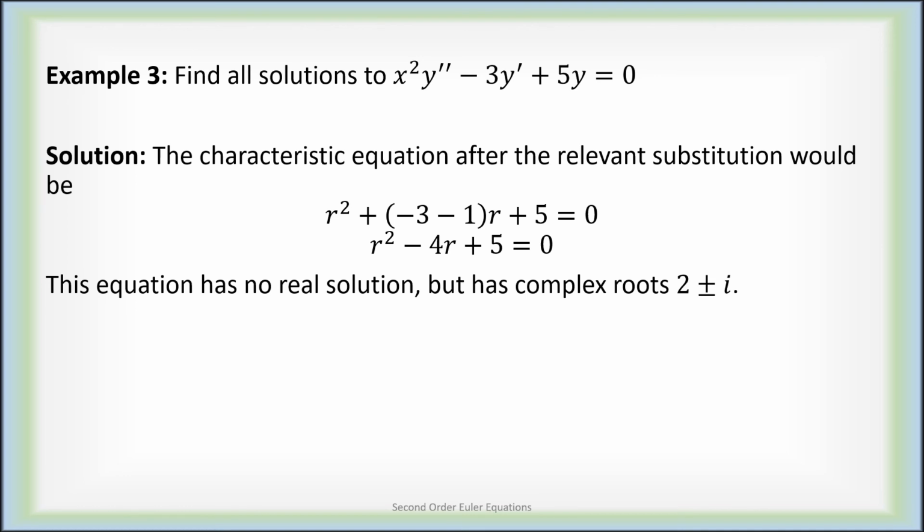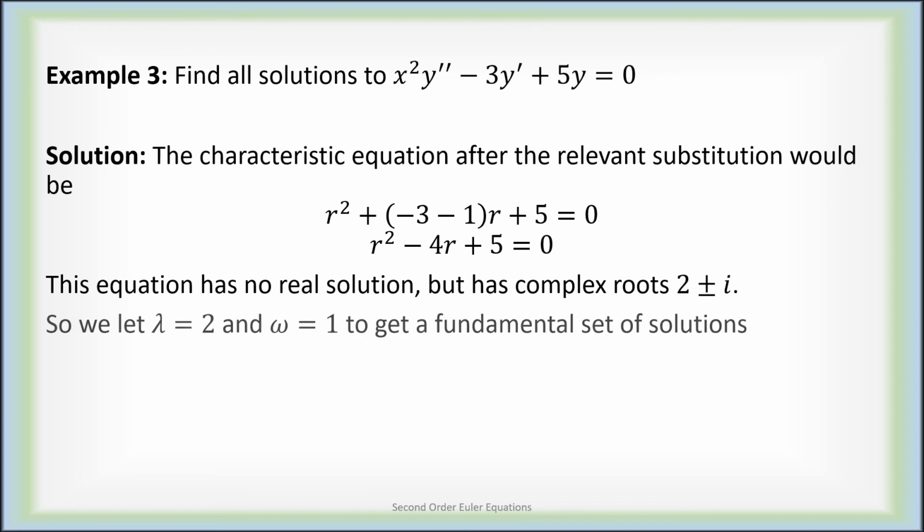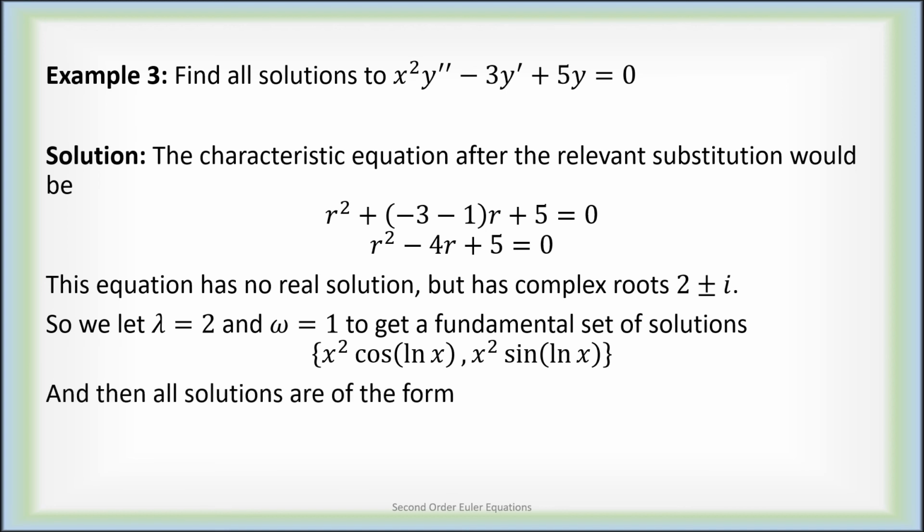So once we apply the quadratic formula here and find two complex roots, we know how to find a fundamental set of solutions. We let lambda be 2 and omega be 1, so we have lambda plus or minus omega times i, and we get a fundamental set of solutions as x to the lambda times the cosine of omega log x, and x to the lambda times the sine of omega log x. With lambda being 2 and omega being 1, these simplify to x squared cosine log x, x squared sine of log x. Therefore, all solutions must be linear combinations of the two, some constant times the first plus some constant times the second.